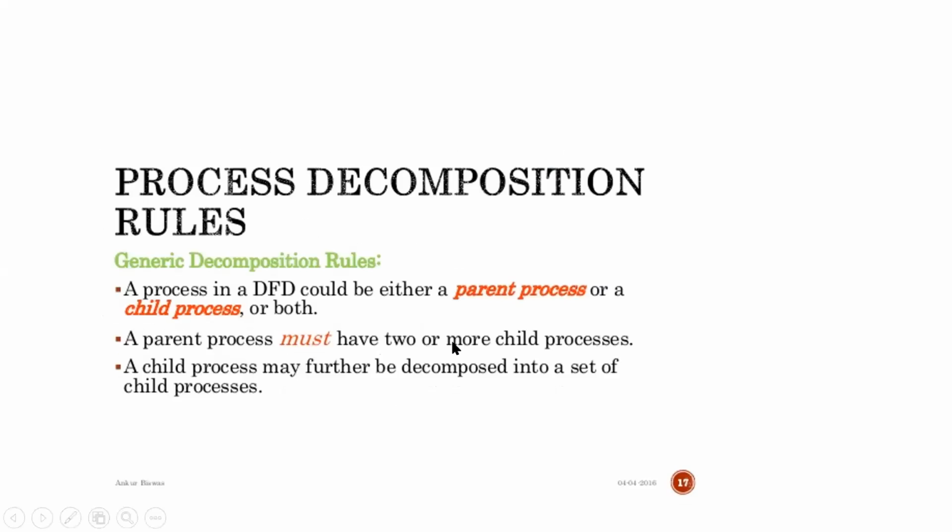For decomposition, you use one process that is called the parent process, and what you derive from it are called child processes. Then further, these child processes can be decomposed into their own child processes. When you decompose a parent process, you should know that it should have two or more child processes of the parent process.